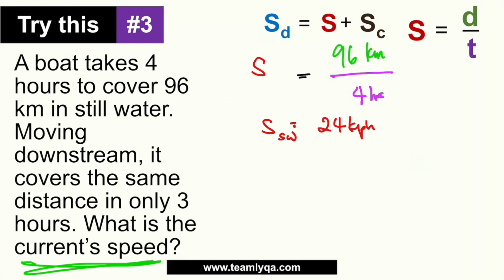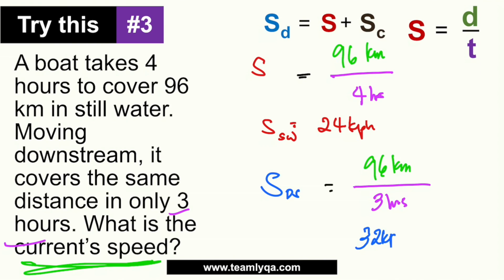Now, meron tayong second scenario, which is yung speed kapag nagmo-move siya downstream. And how do we get that? We can actually take yung original na distance, which is 96 kilometers. Tapos, i-divide natin ngayon siya dun sa pangalawang time, which is 3 hours na lang. Tapos, ang kalalabasan niyan would be yung speed kapag nagmo-move downstream. So, pag divide ko ito, ang kakalabasan nito is 32 kilometers per hour.